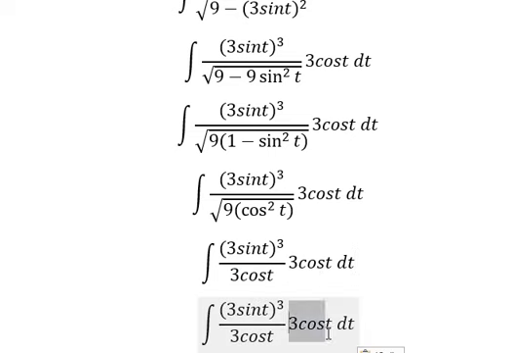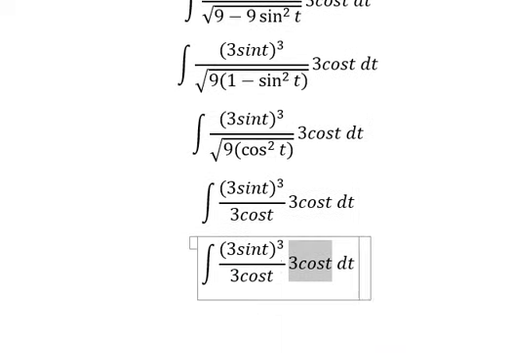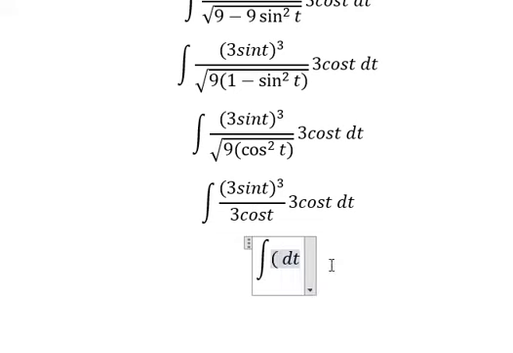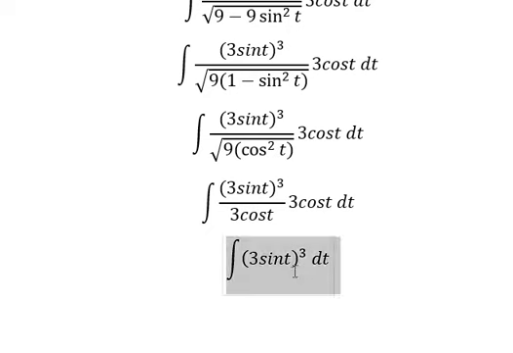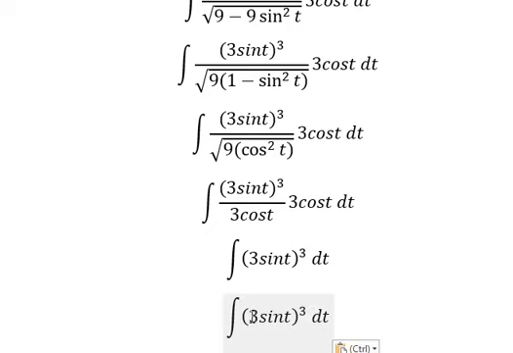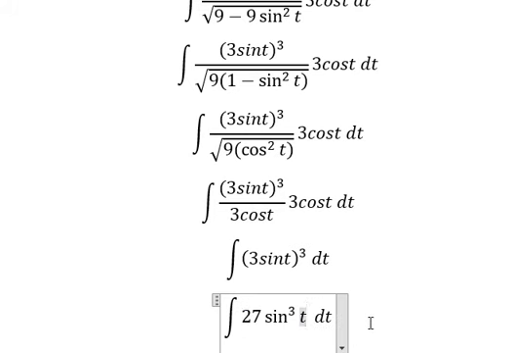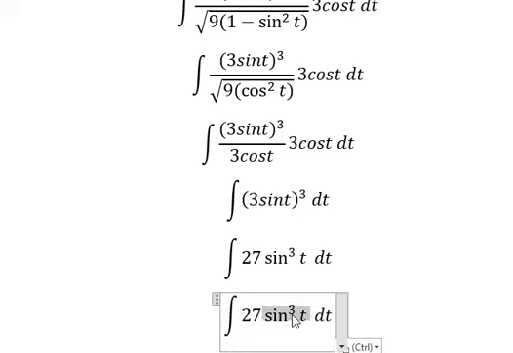Now we need to simplify the numerator and denominator. So we just have only 3 sine t to the power of 3. Now we need to expand this one, and we have 27 sine t to the power of 3. So about this one, we can write it as sine t square multiplied by sine t.